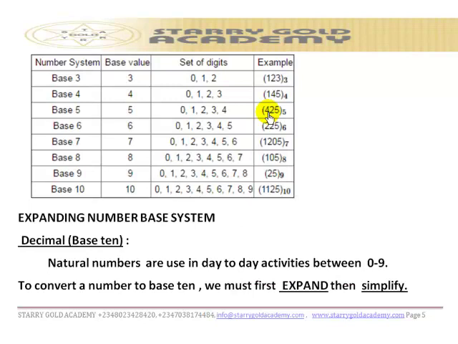This is a picture I'm showing you right now of the number base system. We have base 3, base 4, base 5, base 6, base 7, base 8, base 9, base 10. We have the hexadecimal base. The digits in base 3 are 0, 1, and 2. The digits in base 2 are 0 and 1. So an example of a number in base 3 is 122.